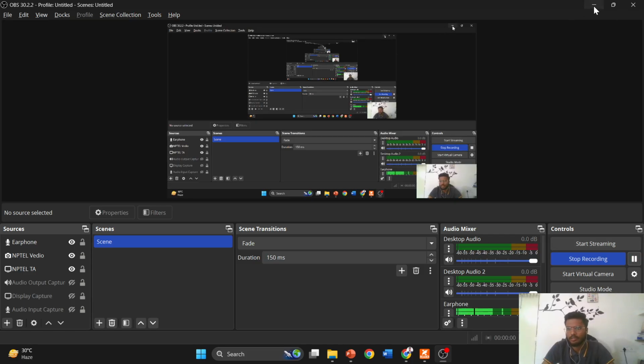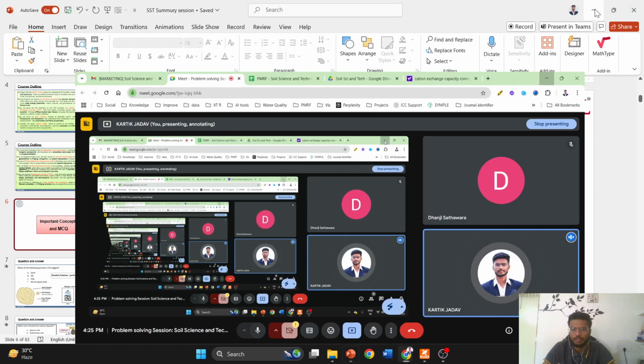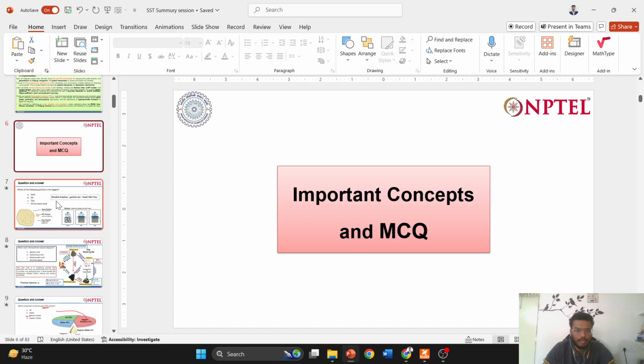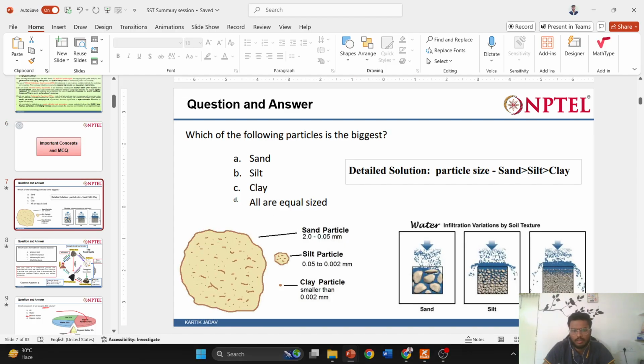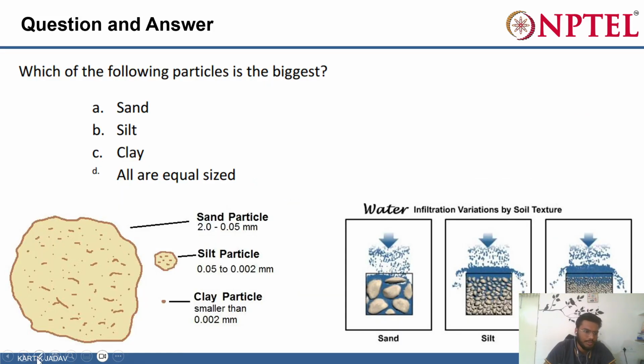Okay. So let's start the multiple choice questions. If you do not have any query, question number one: which of the following particles is the biggest? Option A, sand; option B, silt; option C, clay; and D, all are of equal size. We know that among sand, silt, and clay, sand particles are the biggest.